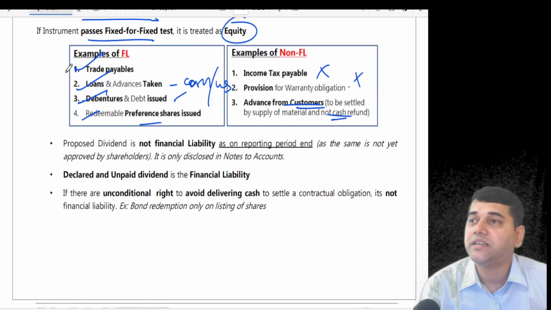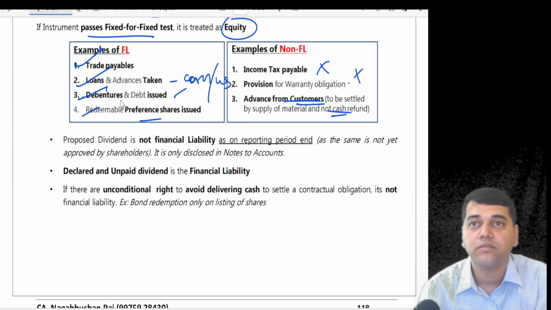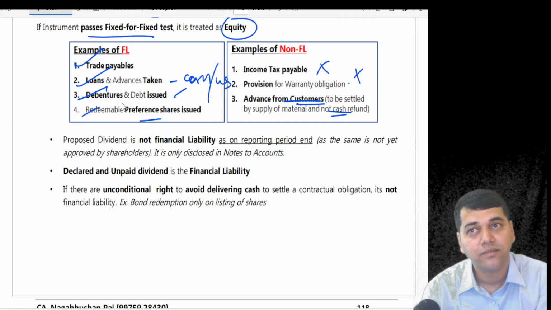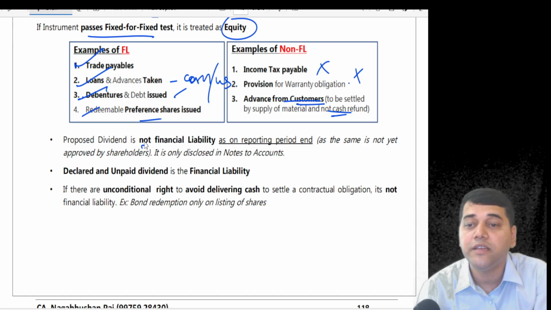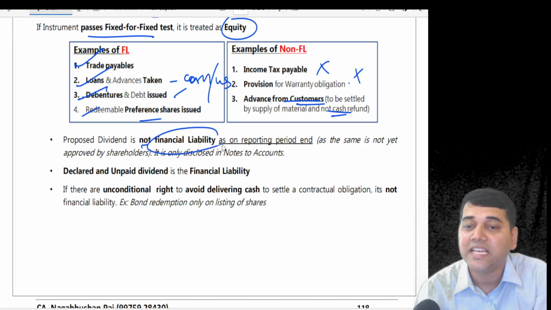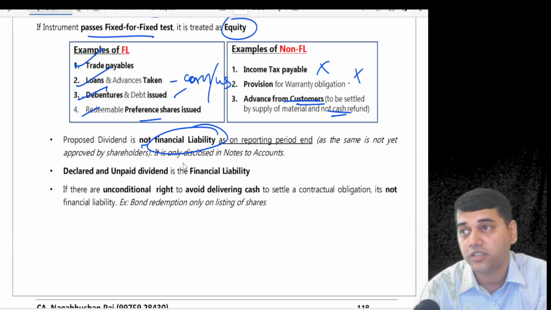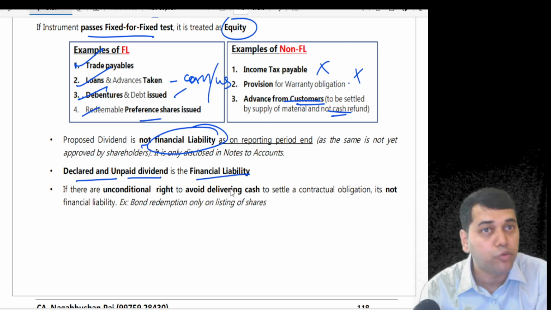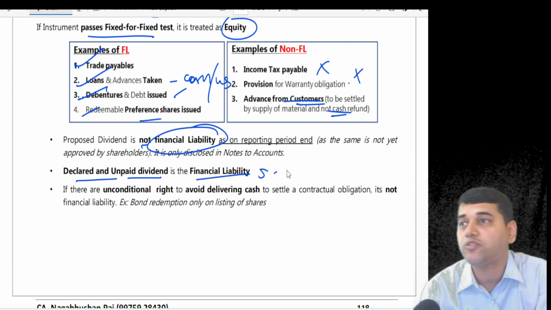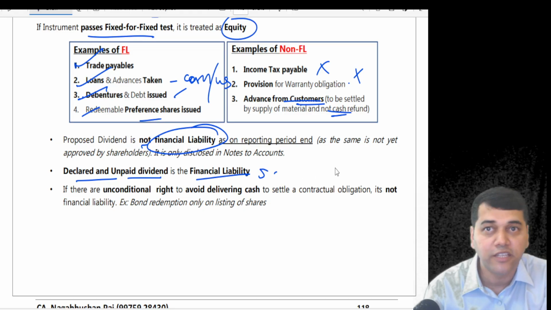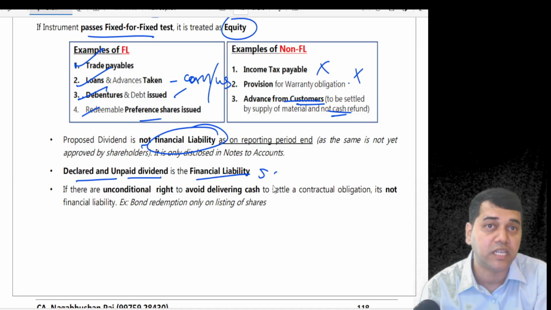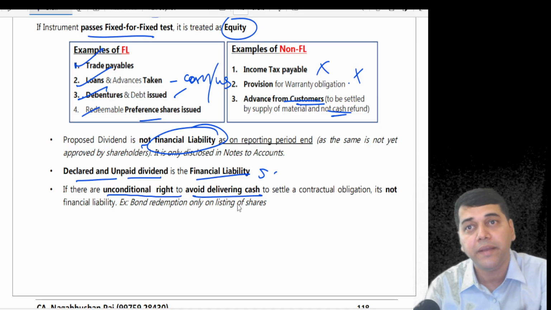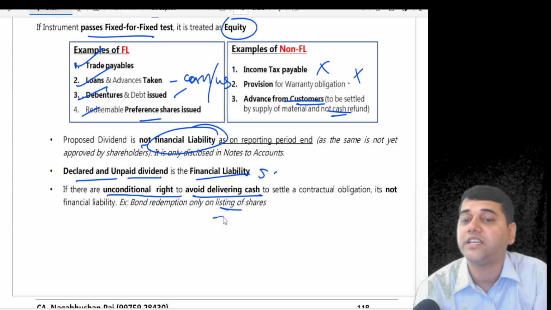Now, is proposed dividend a financial liability or not? Is it a financial liability, proposed dividend? No. Why? Because proposed dividend will not create any liability on you unless it is approved by the shareholders. Declared and unpaid dividend is a financial liability. The moment it is approved by the AGM, within 5 days you have to transfer to the unpaid dividend account. Within 30 days you have to pay. So from that day it becomes a financial liability to you, and there is no unconditional right to avoid the delivery of cash.